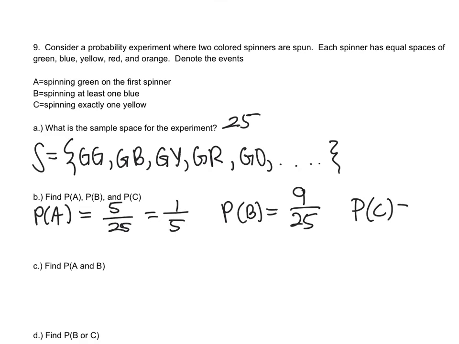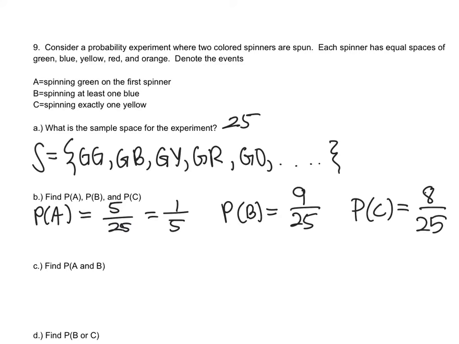Our last probability, spinning exactly one yellow. So in each of our first spinners, when I spin green on the first one, there's only one time where one of them is yellow. Same thing for blue. Now, when it comes to yellow being the first one on the first spinner, all 5 of those first outcomes would have a yellow, except one of them would have 2 yellows. So I have to exclude one of them from where the first spinner is yellow, and then there's one exactly when the first spinner is orange. So that should give me a total of 8 out of 25.